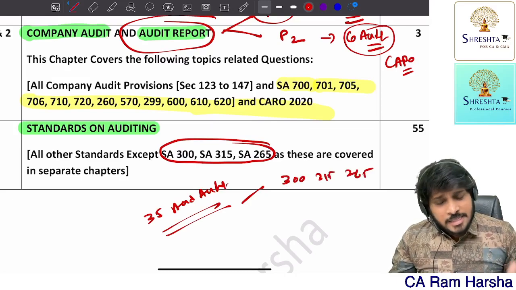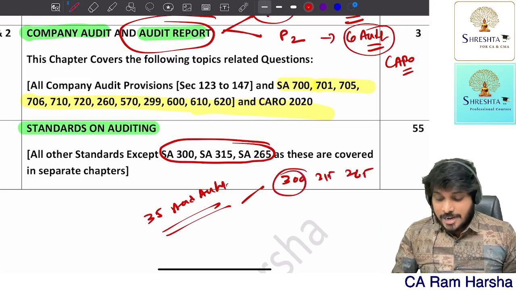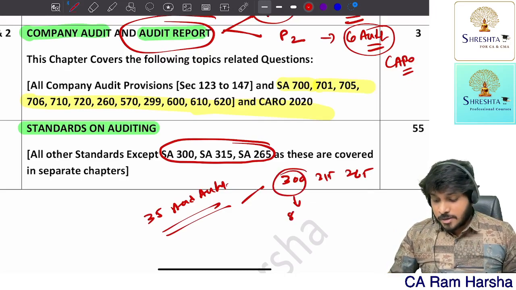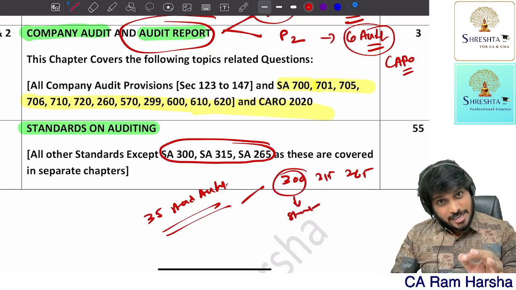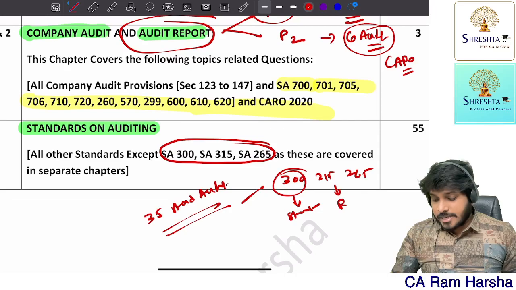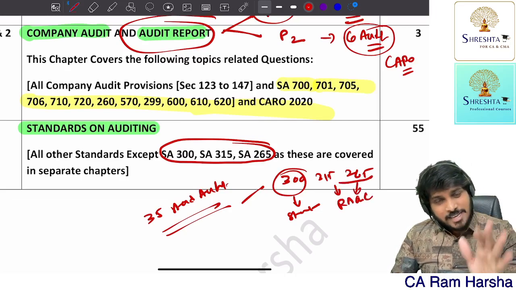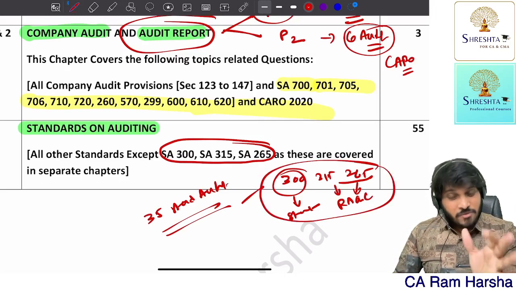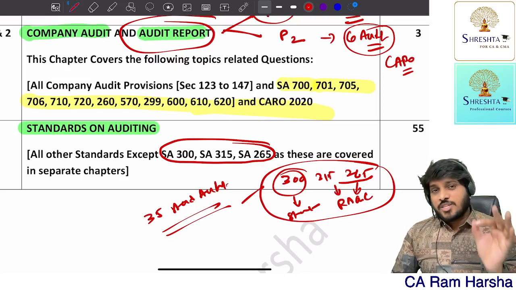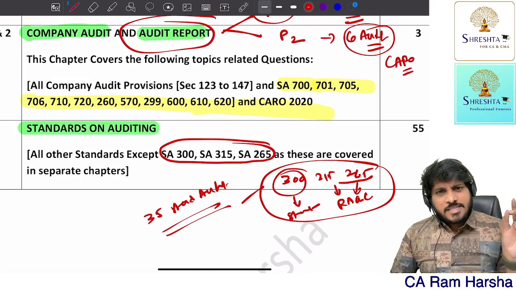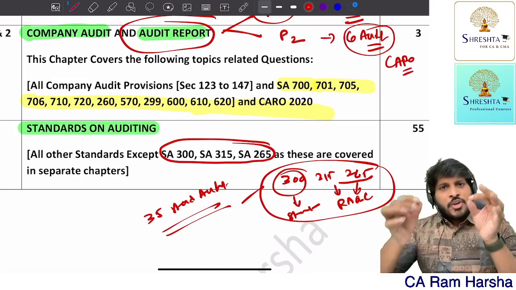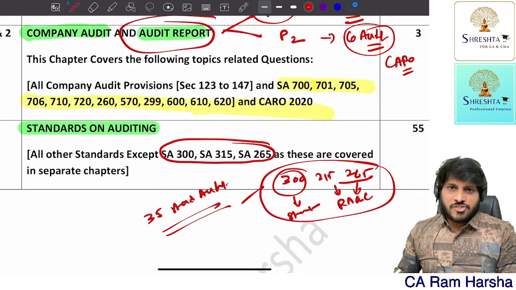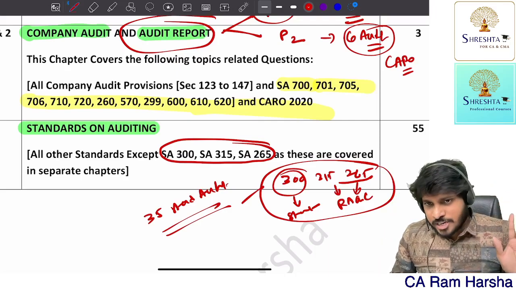Why am I separating them? Because 300 is covered as part of a separate chapter called audit strategy. 315 is covered as part of risk assessment and internal control. 265 is also covered therein. So for these three standards, in the CA final book we have two separate chapters: one is the audit planning chapter, another one is risk assessment. If you read those two chapters, you need not read these standards. That is the first important observation.